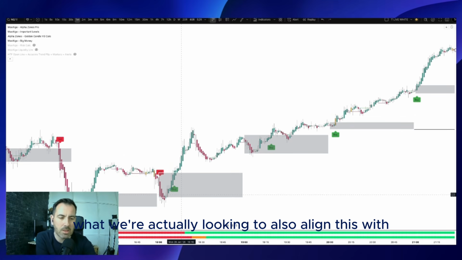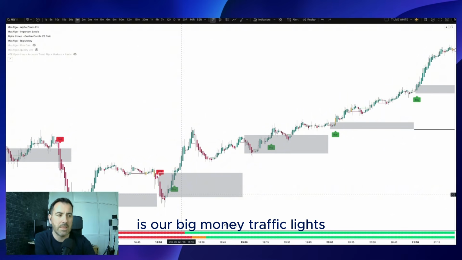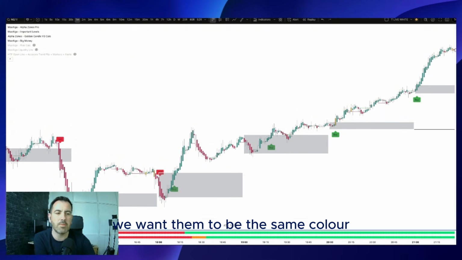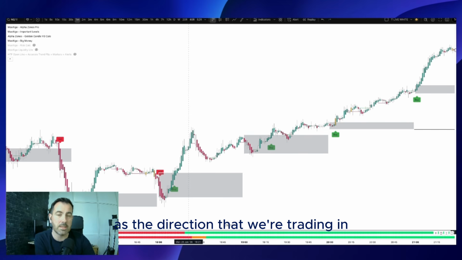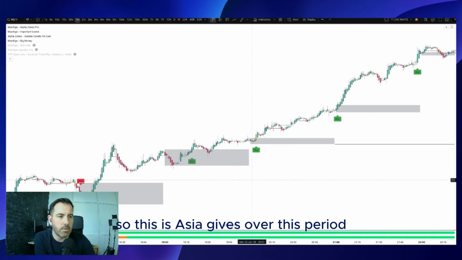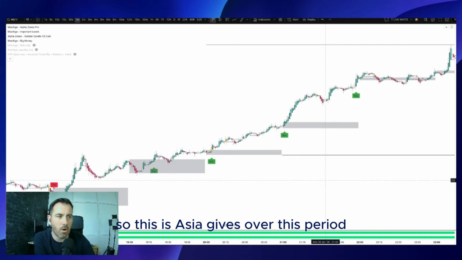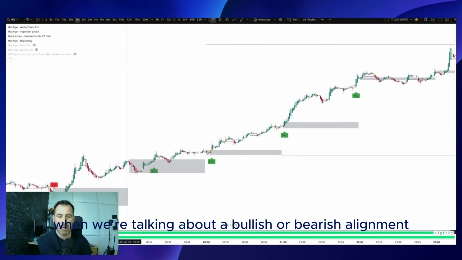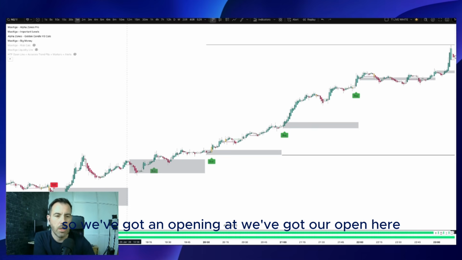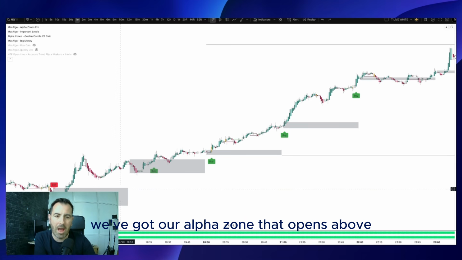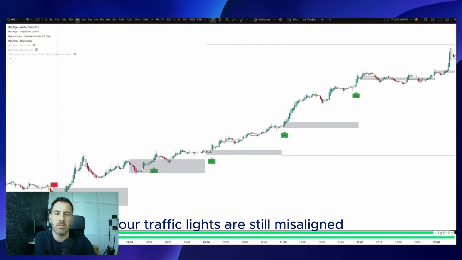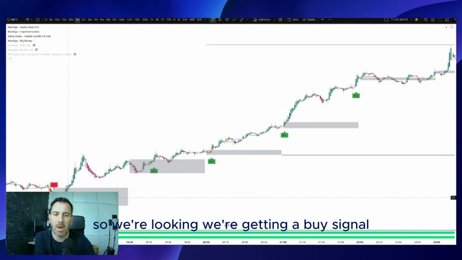What we also want to align this with is our big money traffic lights. We want them to be the same color as the direction that we're trading in. Asia over this period is a perfect example of what we're talking about when we talk about a bullish or bearish alignment. We've got our open here, our alpha zone that opens above, and at this point our traffic lights are still misaligned. So we're getting a buy signal.